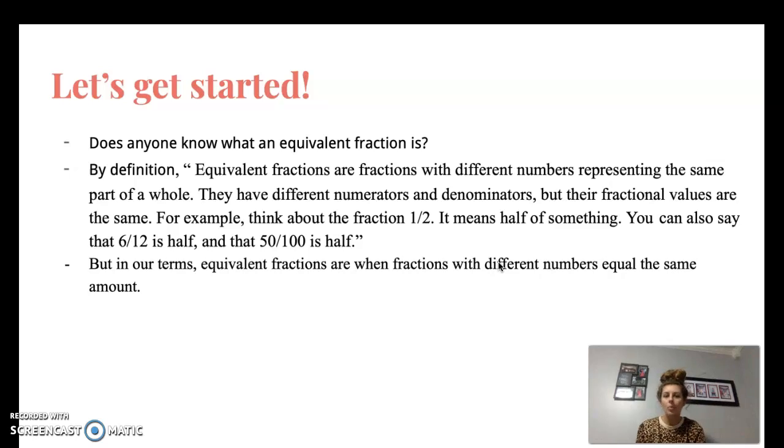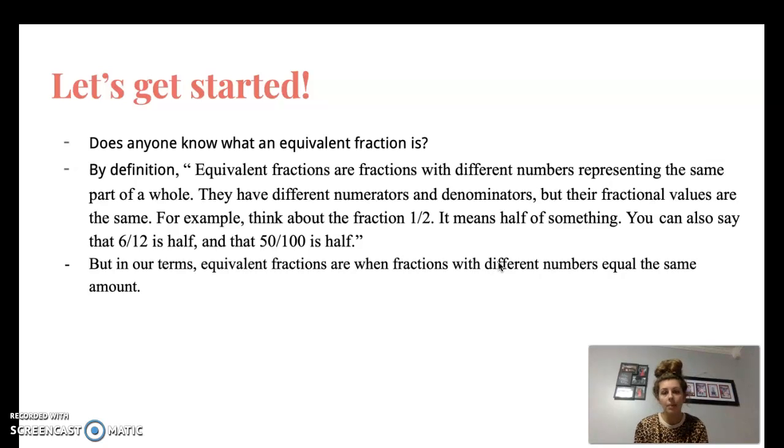So let's dig a little bit deeper. Does anyone know what an equivalent fraction is? Remember what we just learned about the word equivalent, equal. So now you have equal fraction. What does an equal fraction mean? Think out loud. By definition, equivalent fractions are fractions with different numbers representing the same part of a whole. They have different numerators and denominators, but their fraction values are the same.